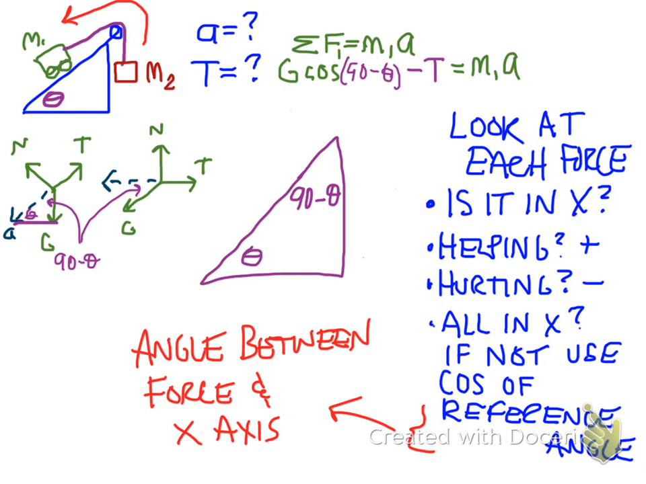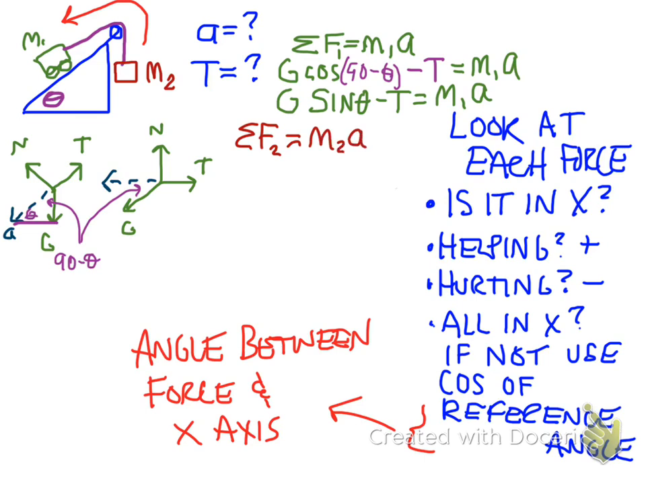Now let's take a look at this triangle here. We have theta and we have 90 minus theta. Cosine of 90 minus theta is adjacent over hypotenuse, but that would be the same as sine theta, opposite over hypotenuse. So we have m1g sine theta minus tension equals m1a.